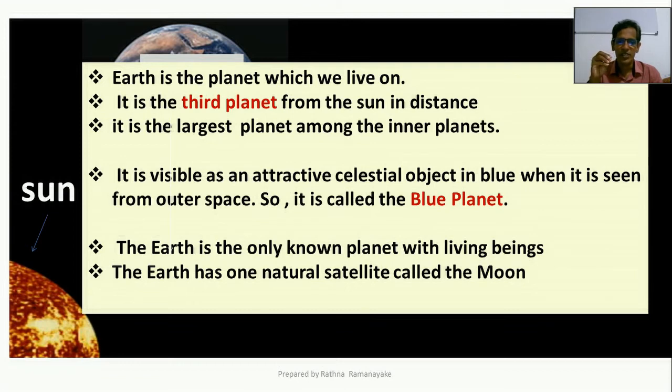The Earth is the only known planet with living beings. Only known planet.